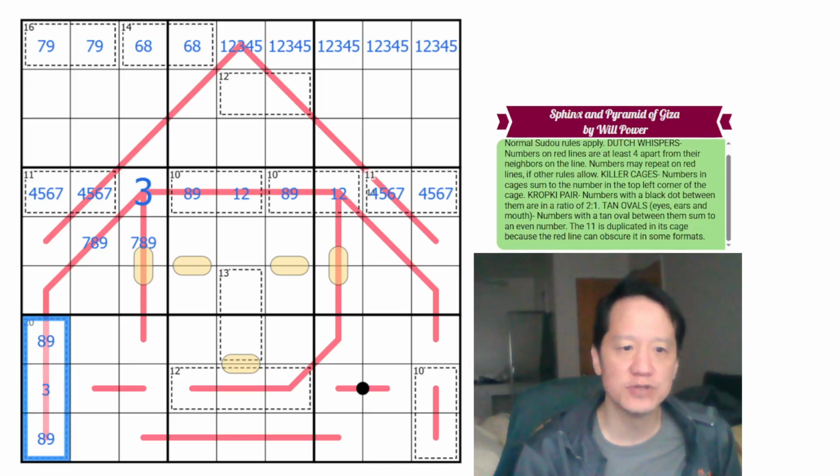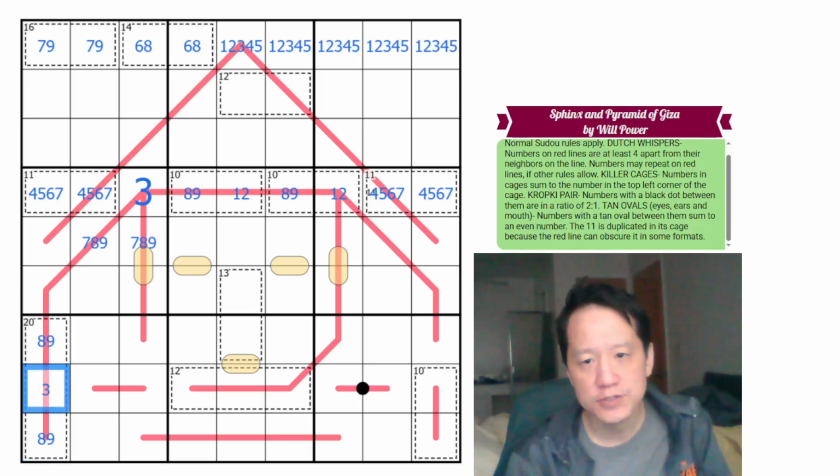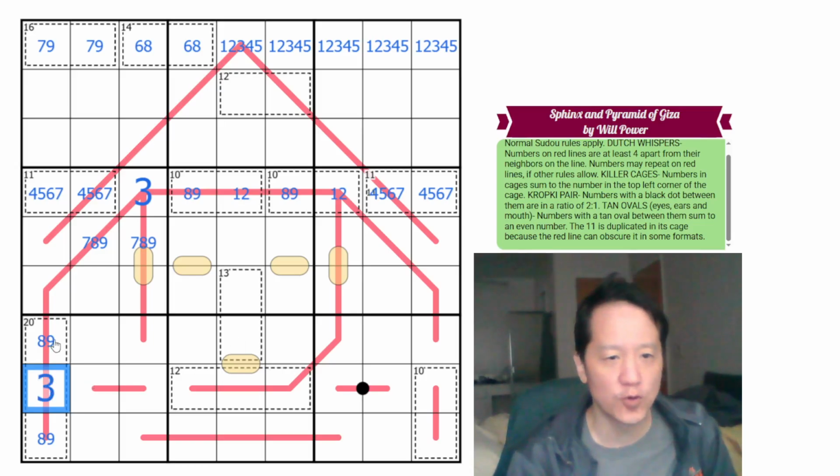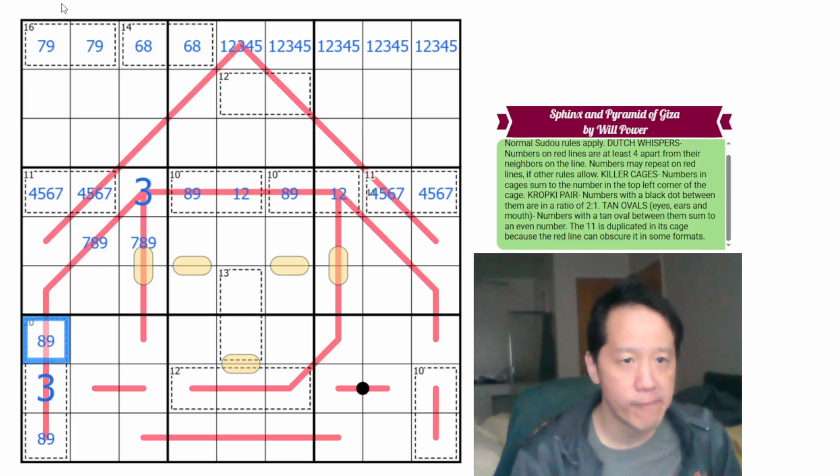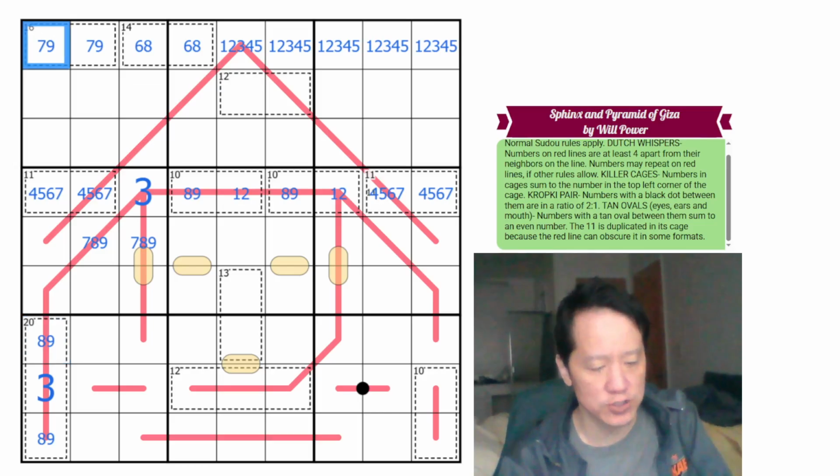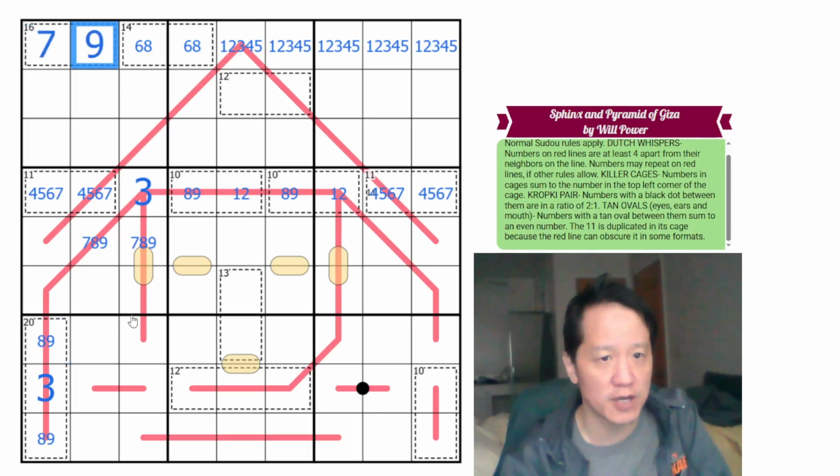And the last possibility is 5, 7, 8. And then 8 is not 4 away from 5 or 7. 7 is not 4 away from 5 or 8. So this has to be specifically 3, 8, and 9. So this has to be the 3, which is 4 away from both 8 and 9. This can't be 9 anymore, so this must be 7, which forces this to be 9.